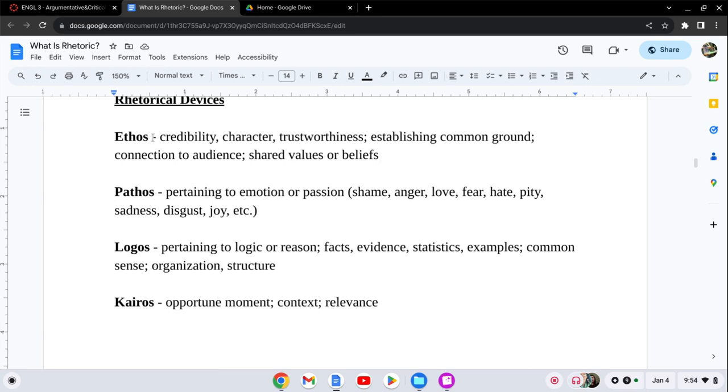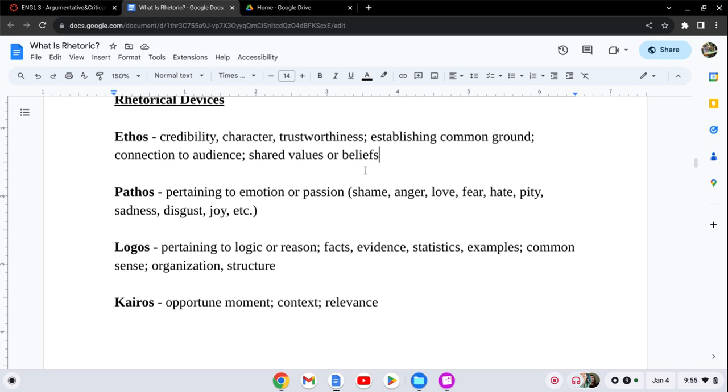So again, we got ethos, which is generally credibility. Pathos, which is anything pertaining to emotion, eliciting emotional responses. Logos, anything that has to do with logic, sound reasoning, organization, structure. And then Kairos, the opportune moment, right?